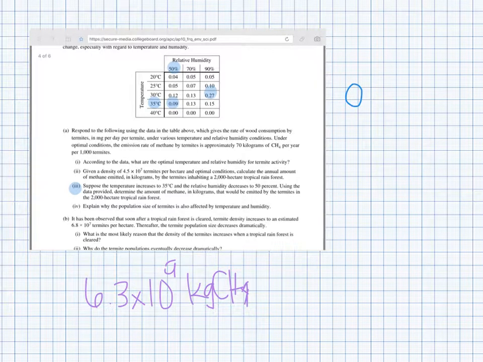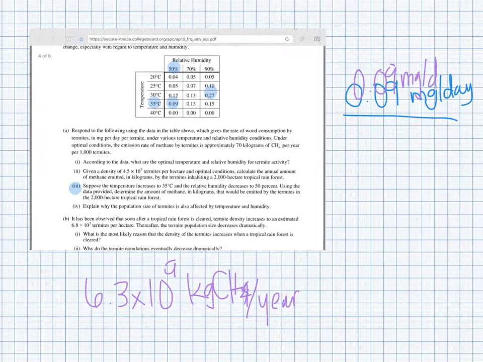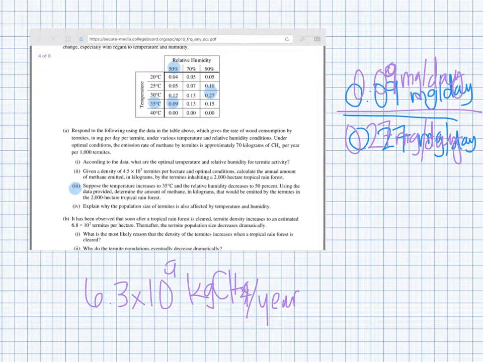So if we have 0.09 milligrams per day being produced in the new conditions, we'll divide that by the old conditions, which are the optimal conditions, which is 0.27 milligrams per day. It's going to give us a ratio, basically a percentage, or decimal. If we times that by 100%, then we end up with 33%.